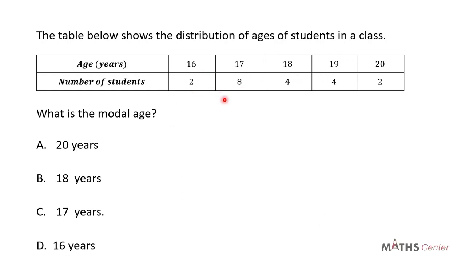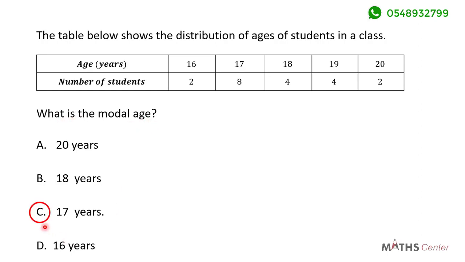From the table, we can see that 2 students are 16 years, 8 students are 17 years, 4 students are 18 years, 4 students are 19 years, and 2 students are 20 years. So the age with the highest number of students or the highest frequency is 17. It means that the modal age is 17.